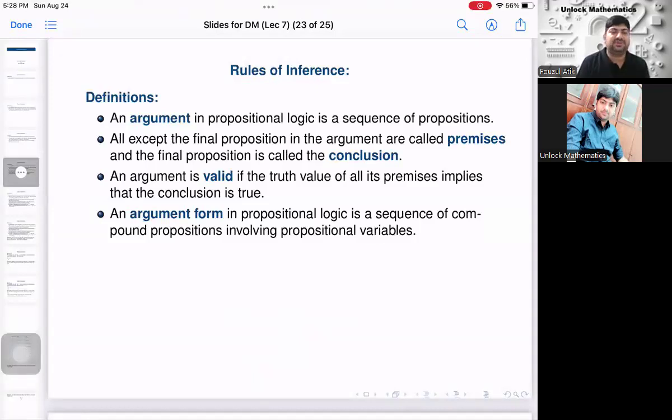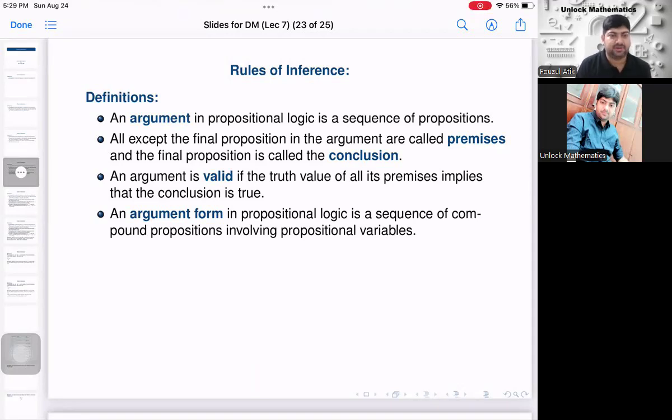We need to know some terminology. So first, let us just know the definitions, and then we'll understand them clearly once we deal with the examples. An argument in propositional logic is a sequence of propositions. So some propositions will be there, some sequence of propositions. You call them an argument. Then all except the final proposition in the argument are called premises, and the final proposition is called the conclusion.